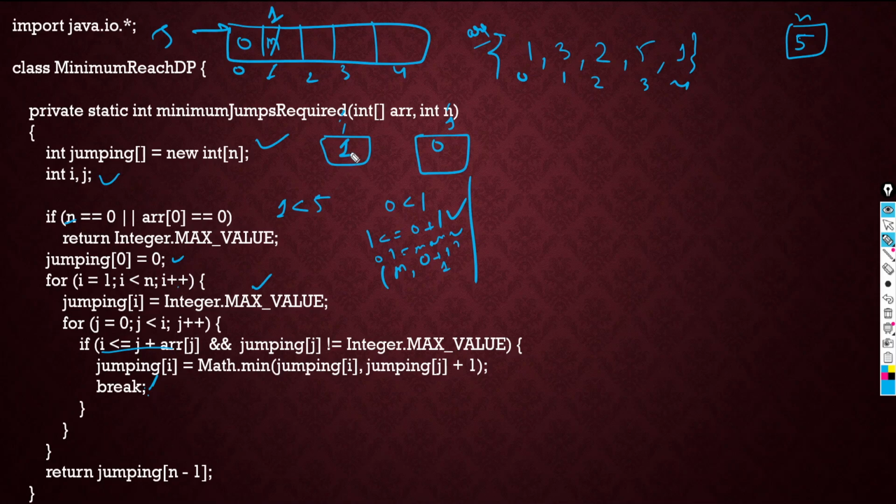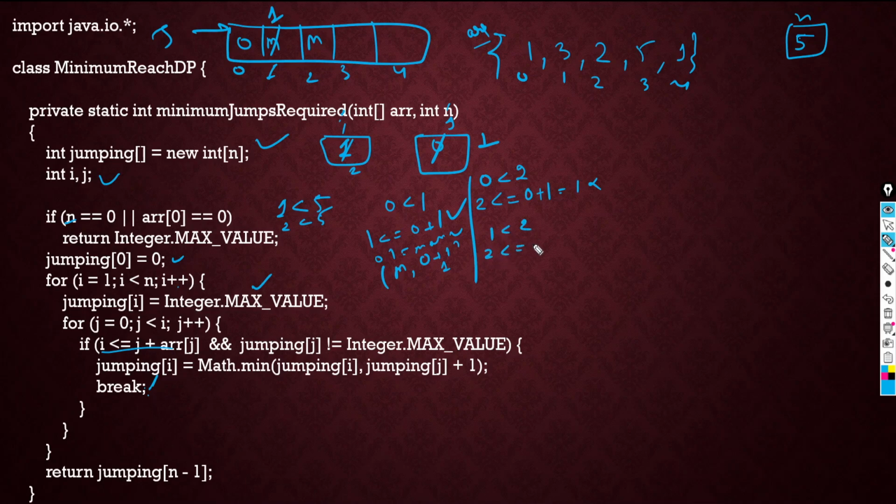Again we come to i. i will be incremented. Now i is 2. 2 is less than 5. It is correct. Now jumping of 2 will be placed as maximum. Again j should be 0. It is already 0. Again check: 0 is less than 2, right? i, which is 2, is less than or equal to j, which is 0, plus array of j, which is 1. It is failing. Got my point? Again we have to increase j. j is 1 now. 1 is less than 2. Correct?